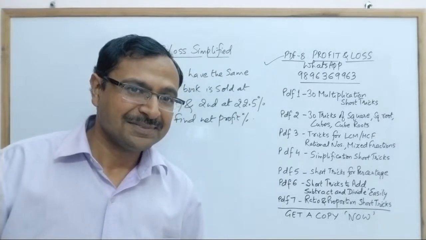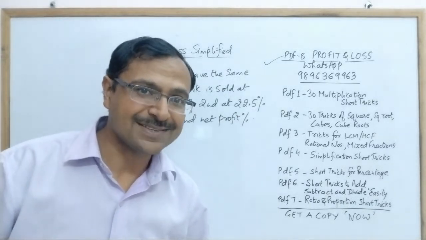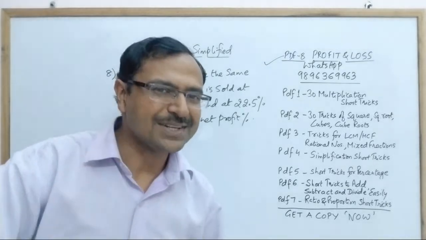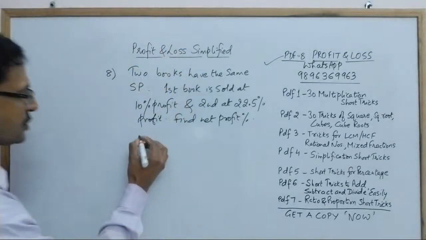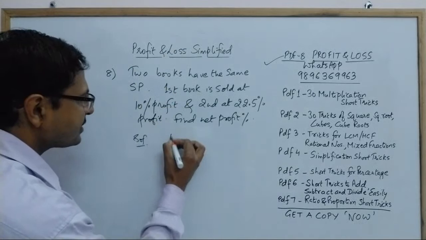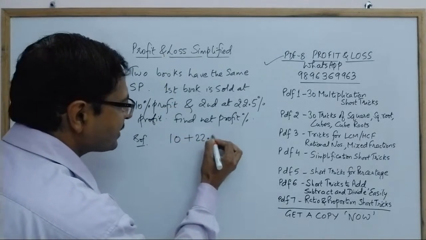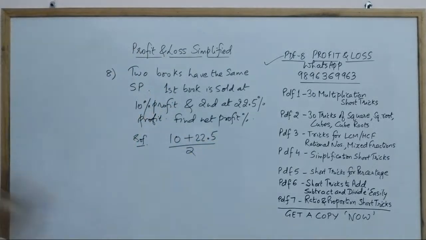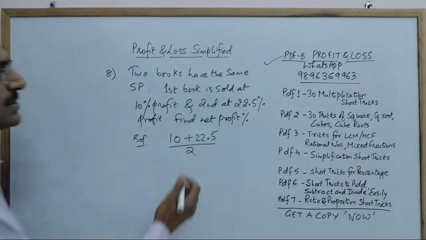But what happens when one of them is a loss? Stay tuned, the next question is that. So the solution directly will come here: 10% plus 22.5% divided by 2, that is (x plus y) by 2. Just calculate that and you will get your answer.